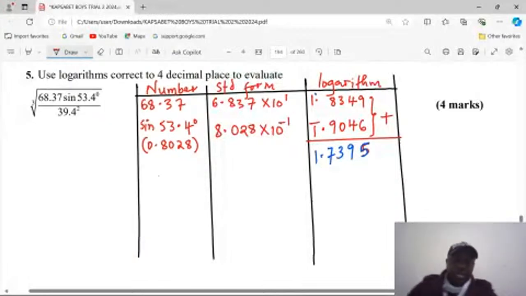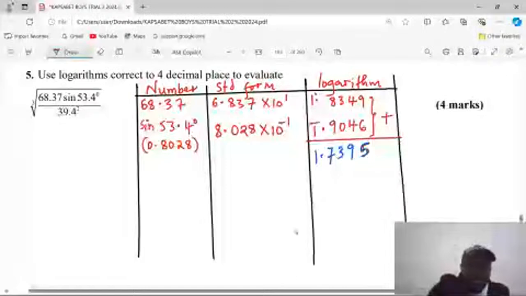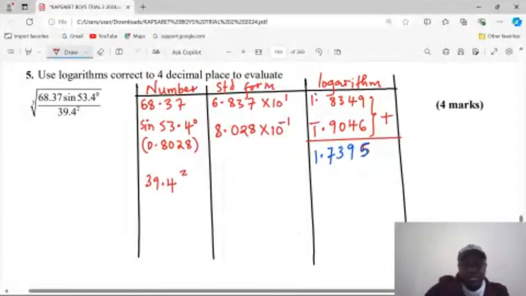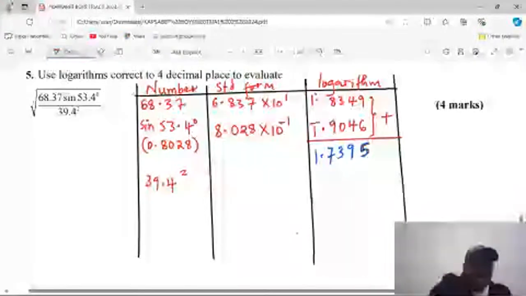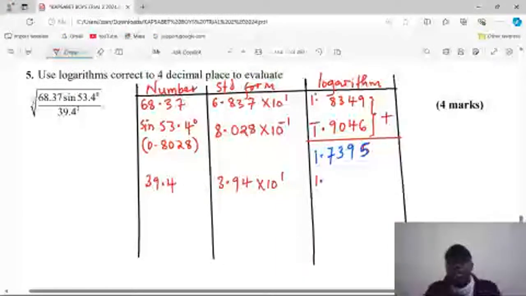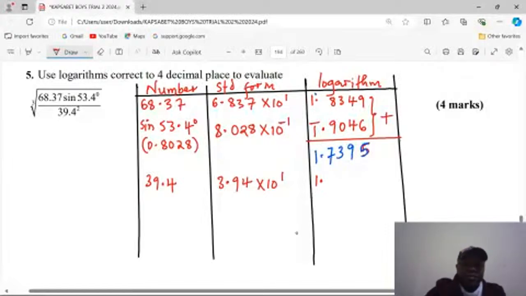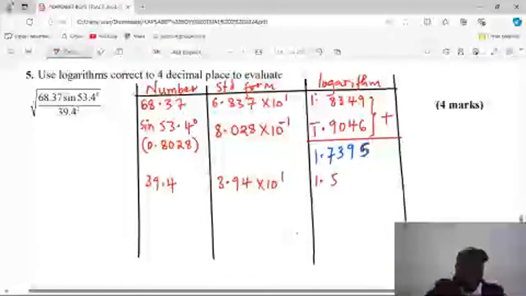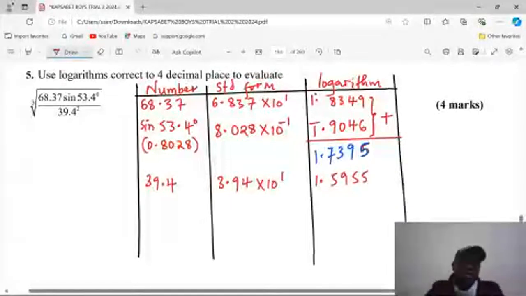Let's continue and have the second number, which is 39.4 squared. So we can write the number 39.4. This is 3.94 times 10 power 1. So we shall have 1 point. Now we read the logarithm of 3.94, and this is going to be 5955.